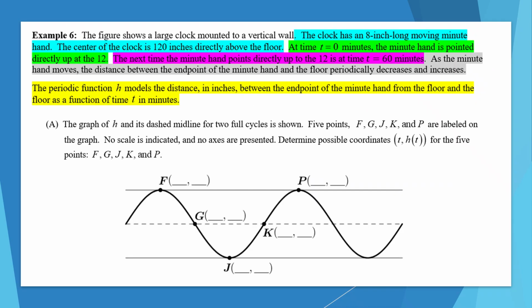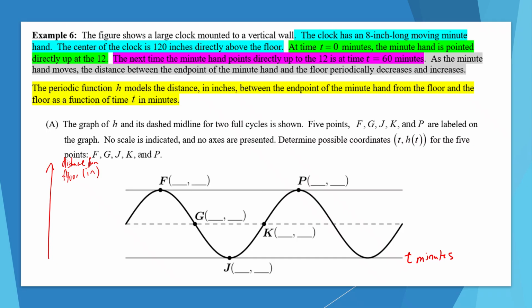So let's work through this whole thing together and actually answer part A, right? So step number 1, I'm going to run through the steps again. Step number 1, label your axis. This is given by the statement in yellow. And so here, my x-axis is going to be time in minutes. And then my y-axis here, and I'm just going to draw this, is going to be distance from floor in inches.